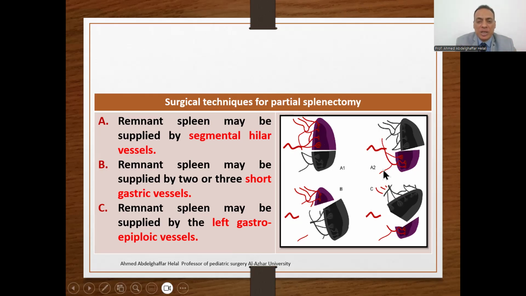You leave these branches intact, or you may leave the remnant of the spleen to be supplied by the short gastric vessels only, or you may leave the remnant to be supplied by the left gastroepiploic. So you must decide the blood supply for the remnant spleen. It's very important to be understood by all pediatric surgeons.